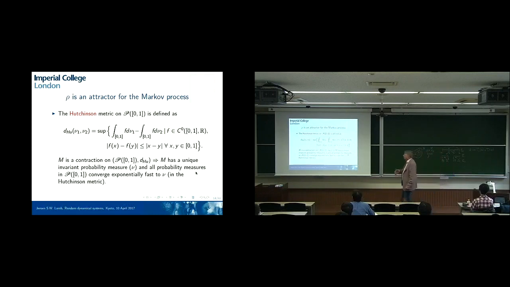Again, this is a bit of an exercise to work with. This metric is consistent with the weak topology. That means that two measures are the same if they lead to the same integral for continuous functions. Good. So this is a very standard metric that people use in this case, and it works very nicely. Again, it's an exercise to check that this works. I will not do it here.